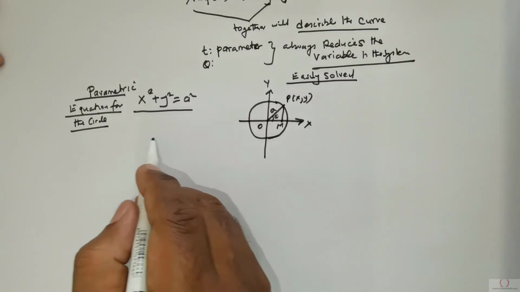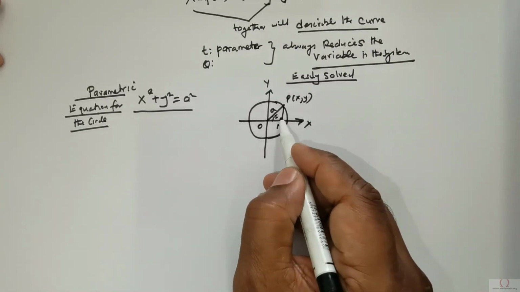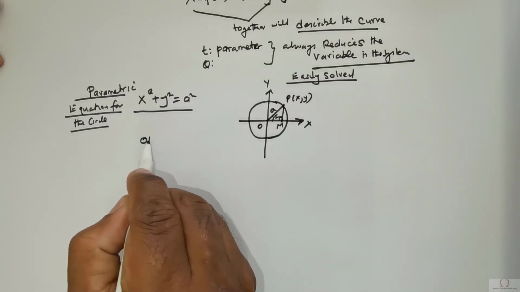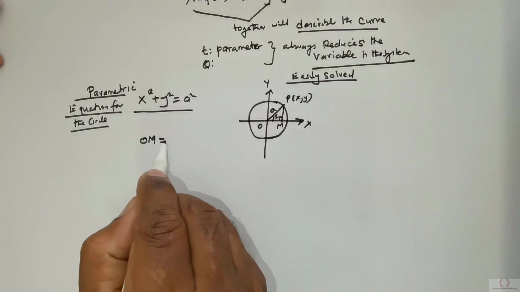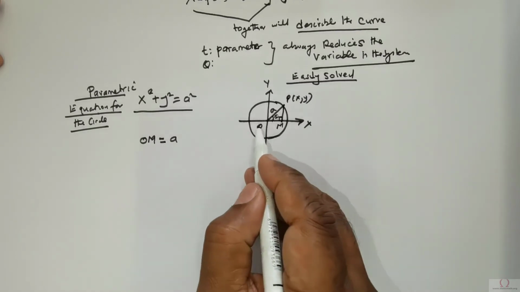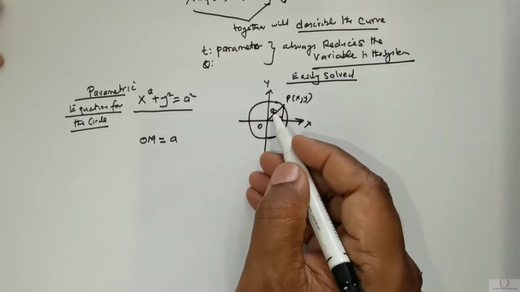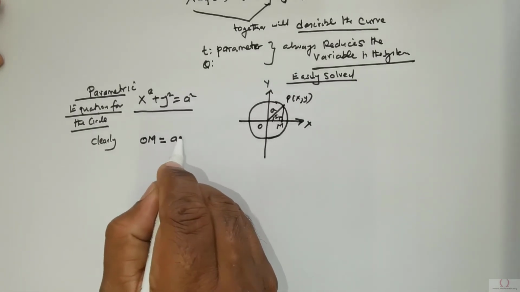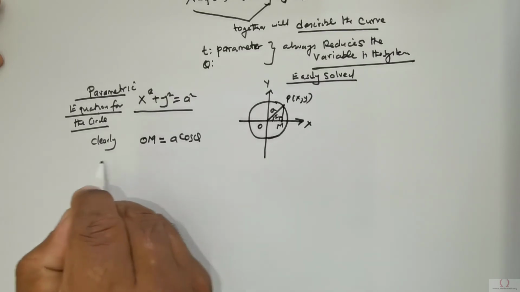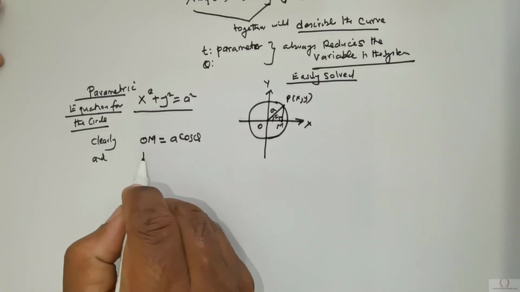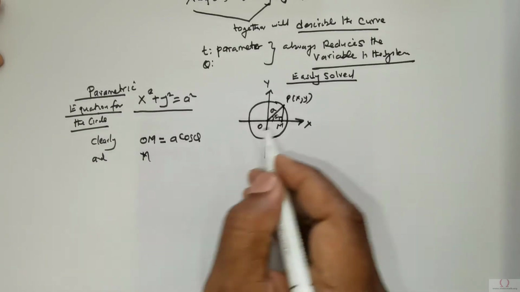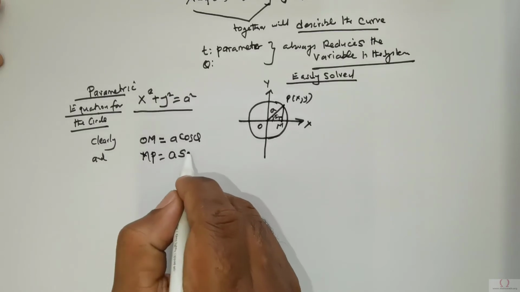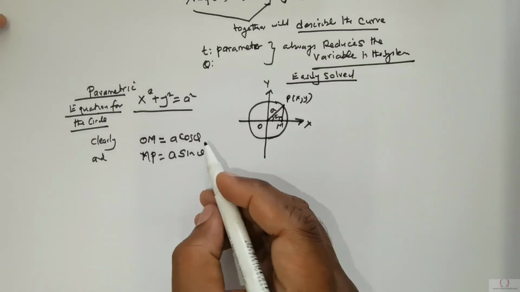Now for this, we already have a perpendicular, so this is 90 degrees. So we will make the following assumptions. OM, in fact the x component, is always cos theta times the radius a, so clearly I don't need to make an assumption. So clearly OM is equal to a times cos theta, and MP, the vertical component, is going to be equal to a times sin theta. So we have got this.